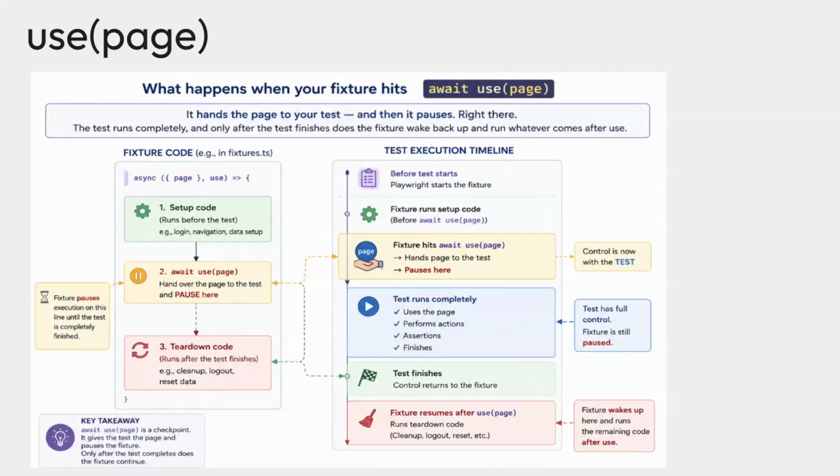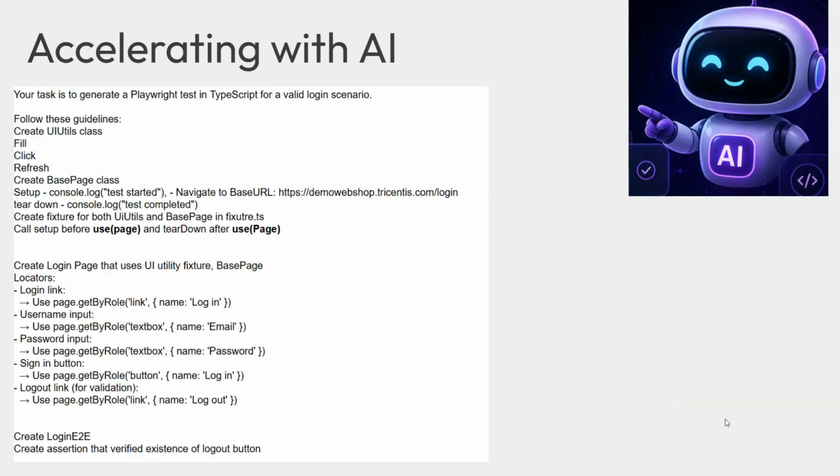So having understood the concept, let's implement this with AI. So this is the prompt that I'm going to give to my Claude. Create UI utils class with these methods. This was the same as what we did earlier. In the base page class, create the method setup, and it should have the message on console. In the teardown, I just want the console message.